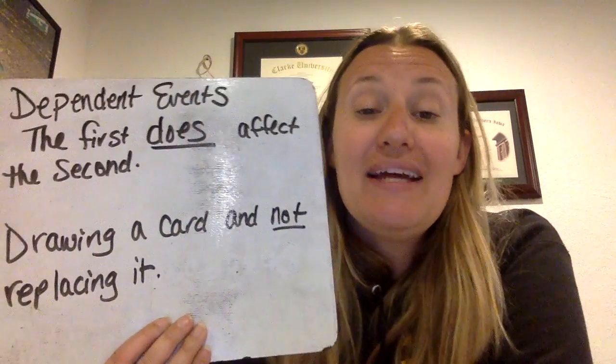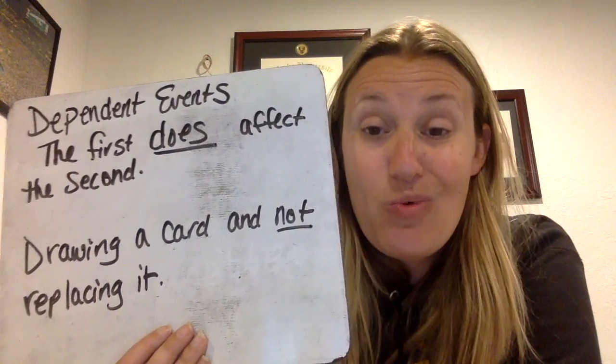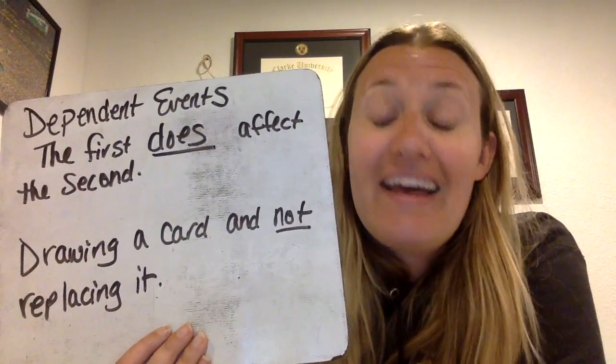The second, dependent events. Dependent is when the first does affect the second. In other words, the second is dependent on what happens in the first try. Example, drawing a card and not replacing it. Because right now, with a full deck of cards, there is a 4 out of 52 chance of drawing this queen. However, if I take a king and set it aside, there is now a 4 out of 51 chance of drawing a queen. By not replacing that card, I change the probability of what will happen with the queen.